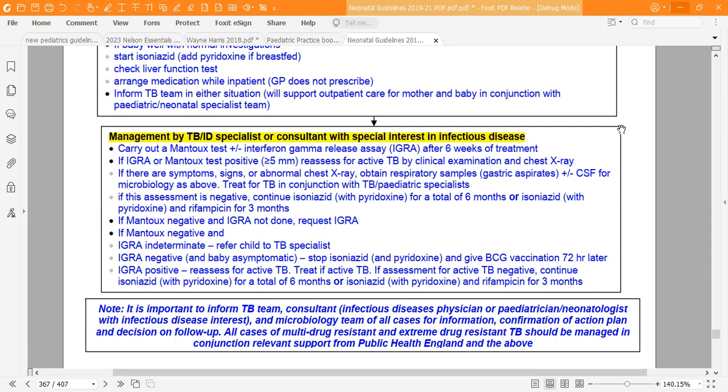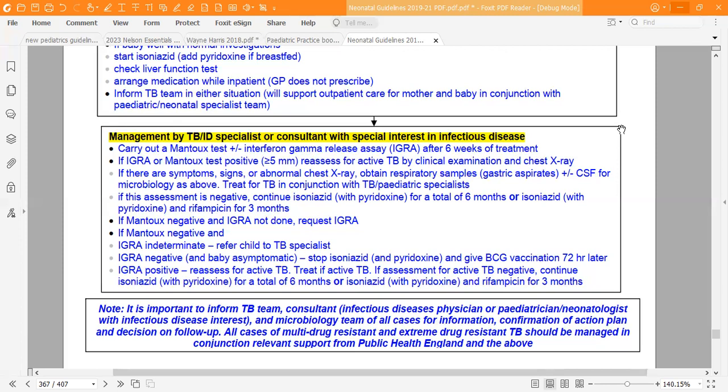If there are symptoms, signs or abnormal chest X-ray, obtain a respiratory sample, gastric aspirate plus or minus CSF for microbiology as above. Treat for TB in conjunction with TB or pediatric specialist. So what is the specialist going to do? They will ask for a Mantoux test plus or minus interferon gamma release assay, IGRA, after 6 weeks of treatment.